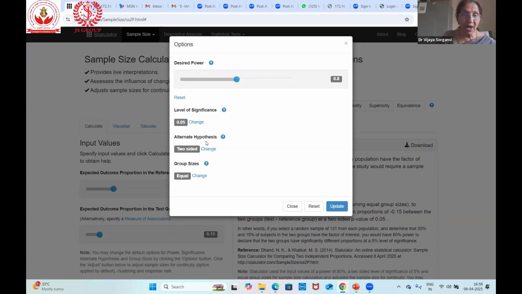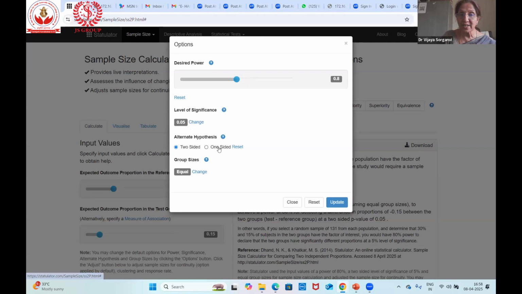Alternative hypothesis: by default it is two-sided. You can change it to one-sided also. So two-sided, you reset it to one-sided when your alternative hypothesis H1 is A greater than B, when you are confident that your group A is better than group B. Then you can consider a one-sided alternative hypothesis.